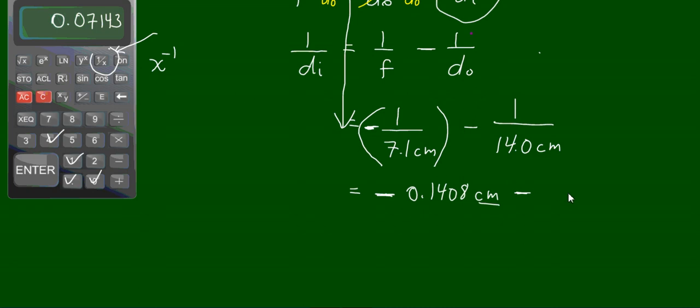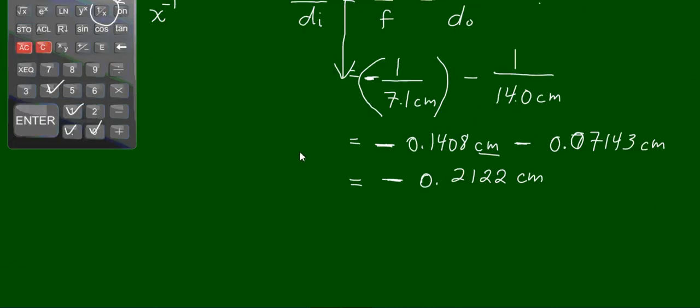Once again, we transfer that number to here, remembering that all numbers require a unit. And now it is merely a matter of subtracting these two, and when I take negative 0.1408 centimeters and I subtract from it a smaller number, 0.07143 centimeters, I am still left with a negative number, and that negative number is 0.2122 centimeters.